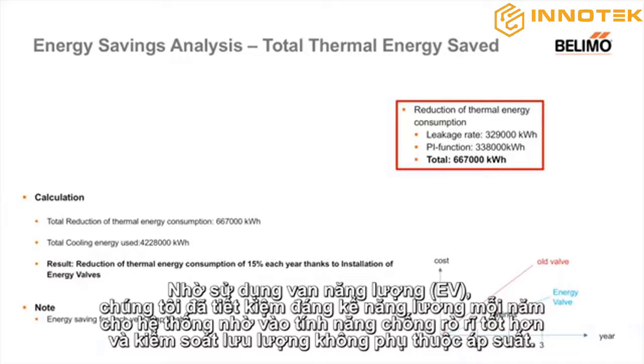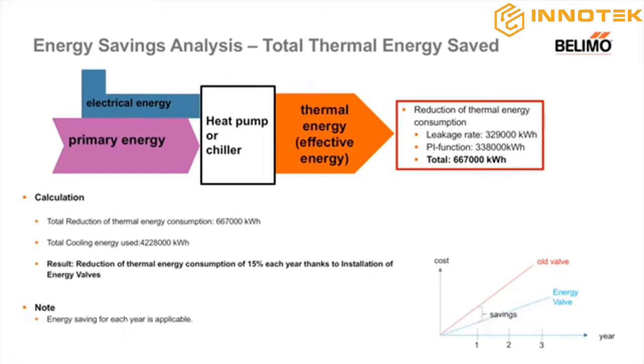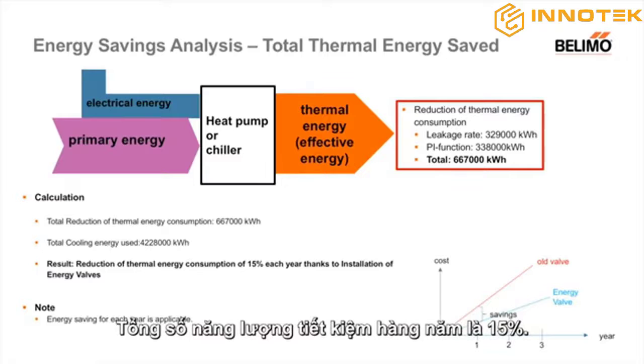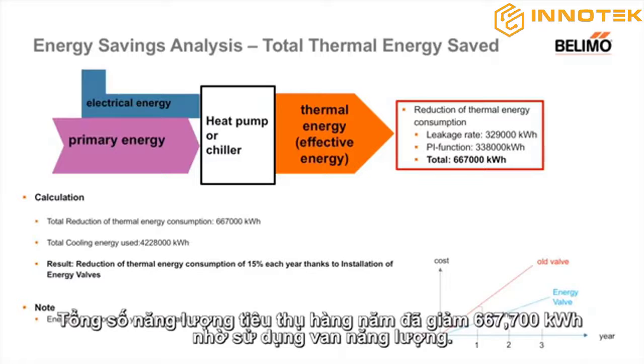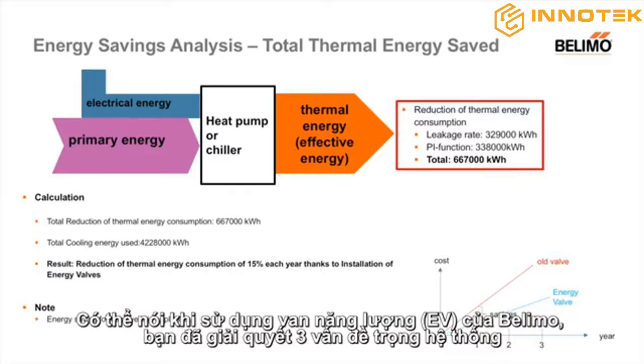Thanks to the installation of the energy valve, annual savings in thermal energy can be achieved thanks to a better leakage rate and the pressure-independent flow control. These total savings were about 15% every year in thermal energy. The thermal energy consumption is reduced by a total of 667,000 kilowatt hours, thanks to the installation of the energy valve.